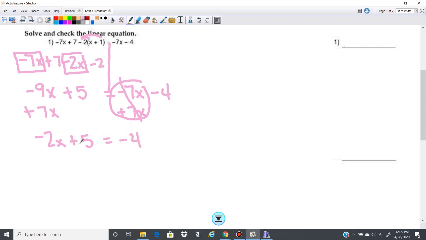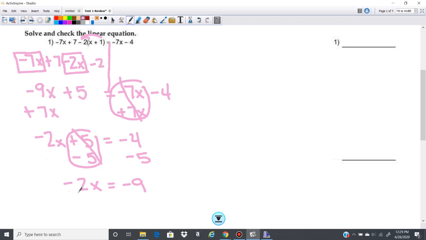Now I'm going to move my numbers to the other side. So this is a plus 5. I'm going to do minus 5 because 5 minus 5 gives me 0. So this is going to come down as negative 2x. And then I have negative 4 minus 5 gives me a negative 9.